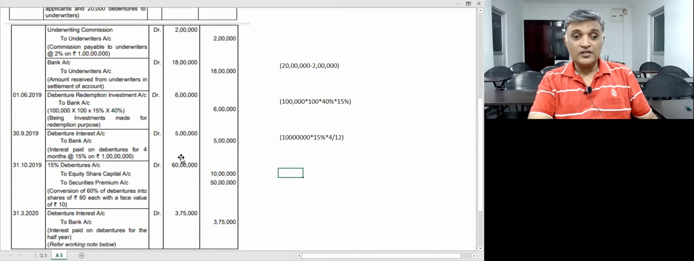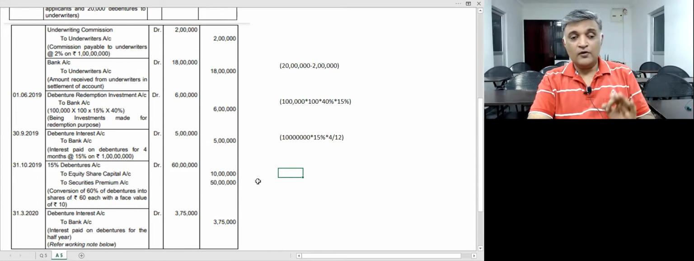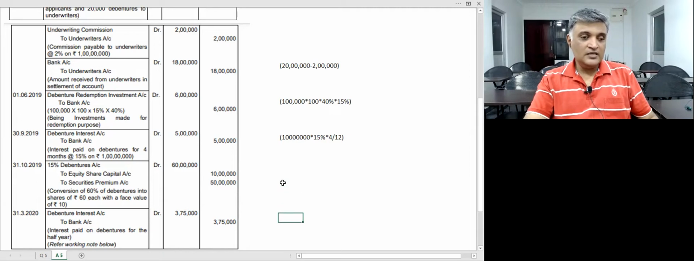So that is going to be the redemption of debentures by conversion. So on 31st of October, we pass the entry: 15% debentures account debit 60 lakhs, to equity share capital 10 lakhs, to security premium 50 lakhs. So how many shares are we going to allot? We are going to allot a total of 1 lakh shares. That is very important. And the last entry is the debenture interest entry, which is payable on 31st of March 2020.